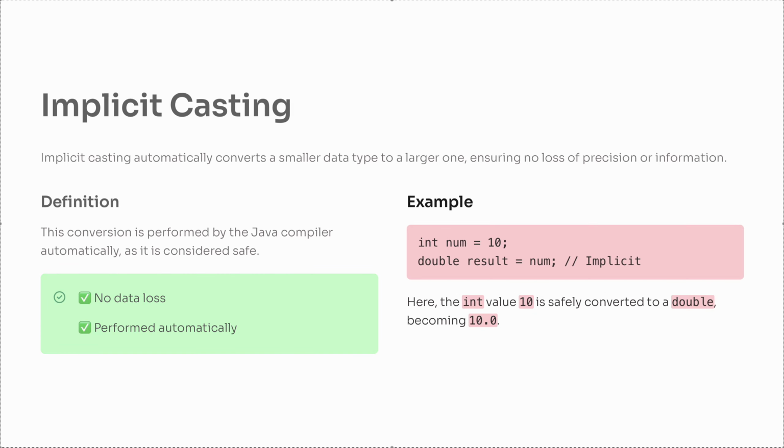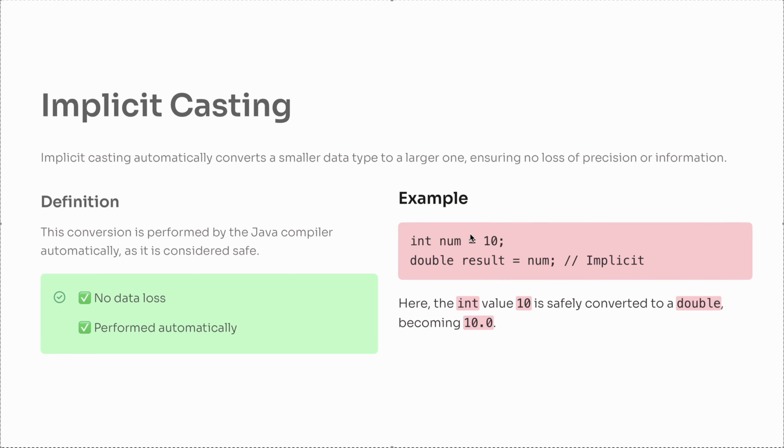Let's see an example. Here we have an int number, 10, a small number defined as int. So this is a data type of int. If you want to convert this into a larger data type like double, as we saw in the data types videos, the larger one is double.